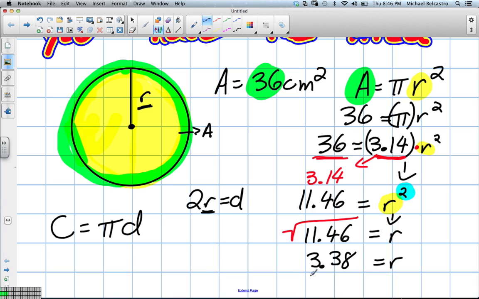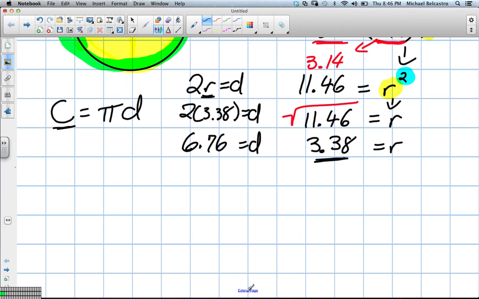Well, we know r, which is our radius, right? So let's plug those in. 2 times 3.38, excellent, is equal to d. d is equal to what? 6.76. Okay, well, how does that help us find circumference now? So 6.76 times pi. Great. We plug that in for d.